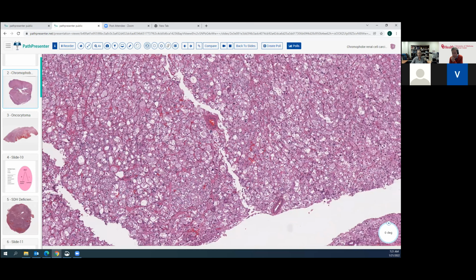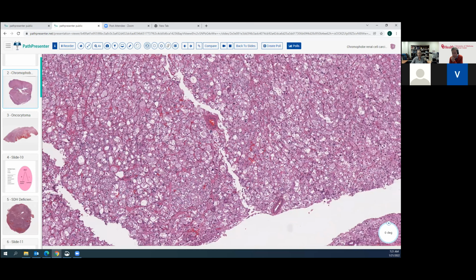Okay, so our next entity. Let's go ahead and take a look at what kind of a resection we have here. It looks like it's another partial nephrectomy. We've got some perirenal fat along the capsule here. It's very well circumscribed, low power, very circular. It doesn't look like there's much of an infiltrative border. As we keep following it around, very well circumscribed. So this looks very low grade, very indolent.